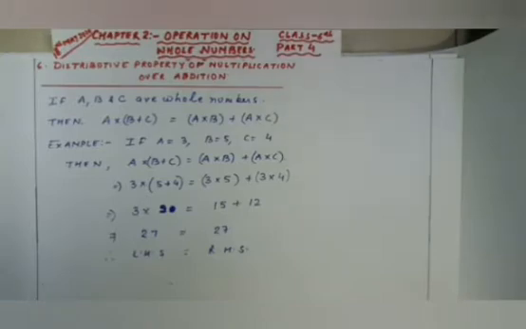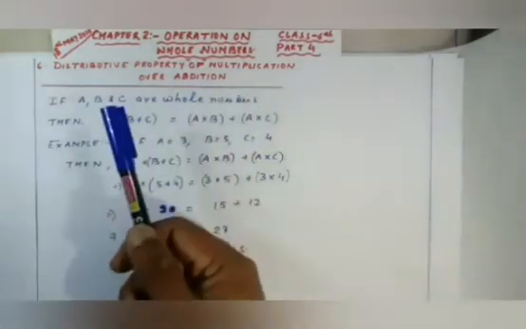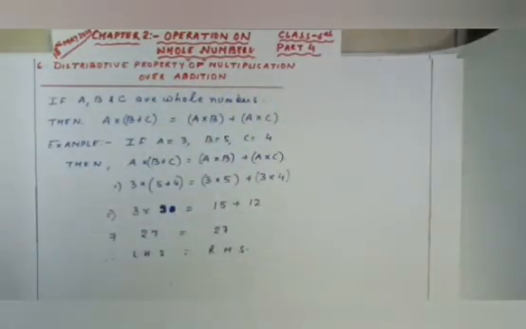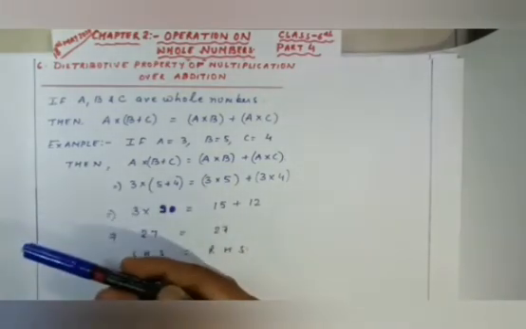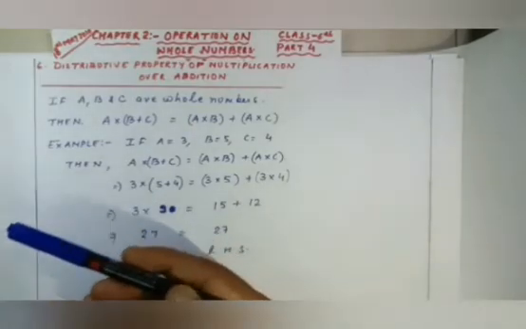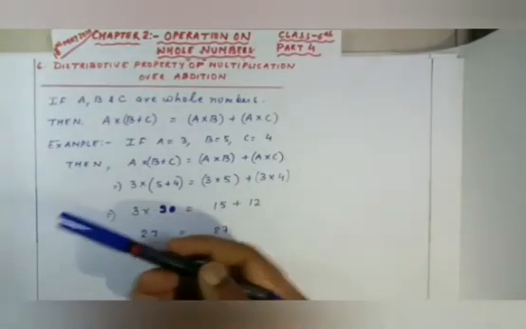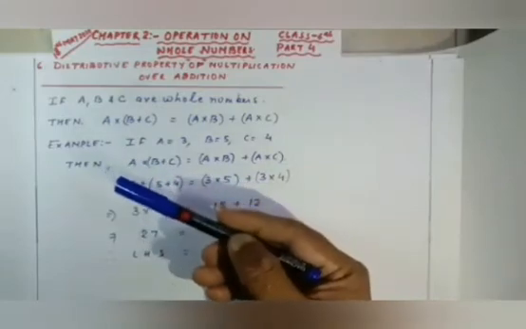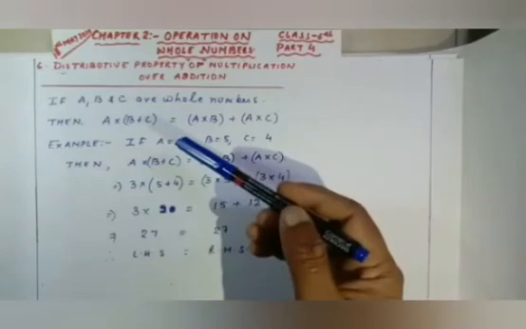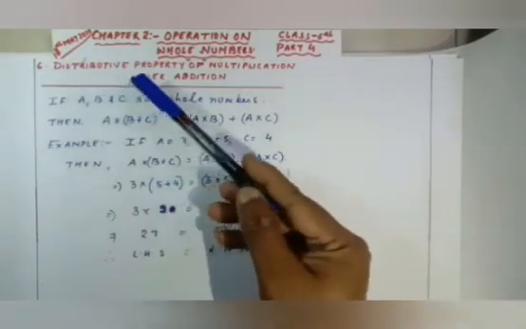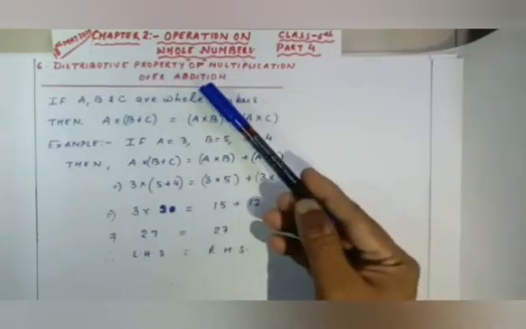Today we are going to start with the second chapter, that is operation on whole numbers. And the very fresh topic is distributive property of multiplication over addition. Last time I explained the properties of addition, properties of subtraction and properties of multiplication. Some of the properties of multiplication are left, so I will continue with them. And the sixth property is the distributive property of multiplication over addition.